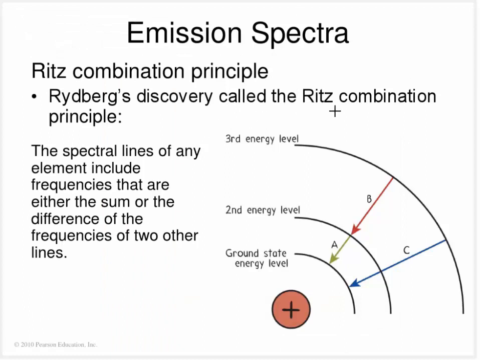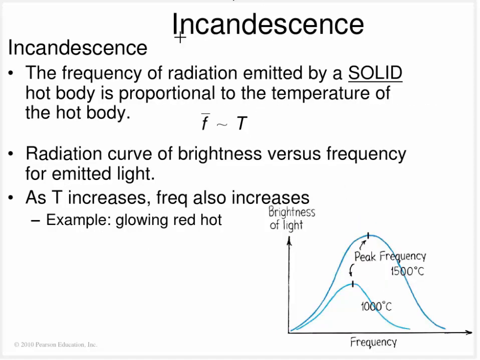Now, we actually have a special name for this. A fellow by the name of Ritz did some work as well, so it's called the Ritz-Rydberg combination principle. All this really says is if we have some frequency from this jump, and some frequency from this jump, and some frequency from this jump, it makes sense that the energies add up. Therefore, the frequency of C should be the sum of the frequency of A plus the frequency of B. The funny thing is back then they knew that this happened, but they didn't exactly know why.